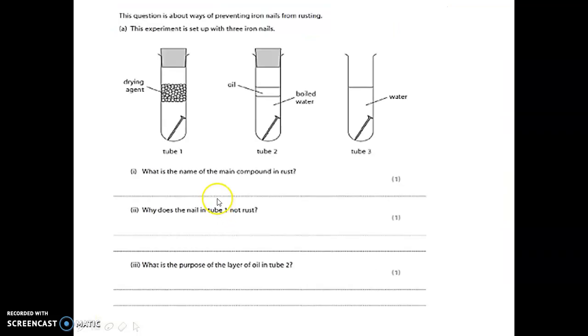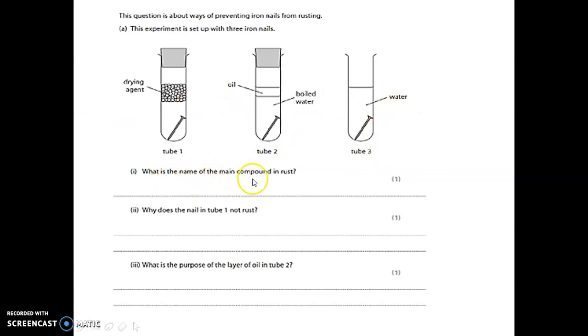Okay. Now we go into the question part, where you see this is about the ways to prevent an iron nail from rusting. This experiment is set up with 3 iron nails. So we have a drying agent here. We have tube 2 with the oil at the top with the boiled water, and tube 3 is an open test tube with water here. So tube 1, tube 2, tube 3, you can see the difference in the conditions.